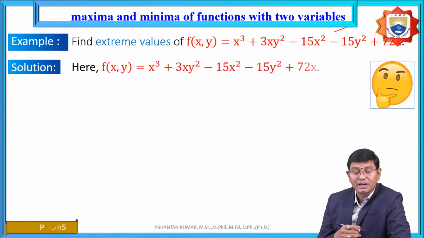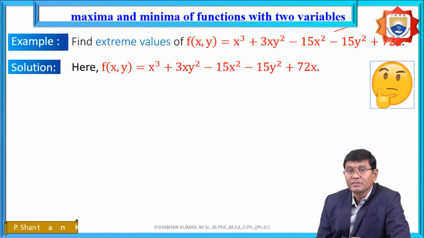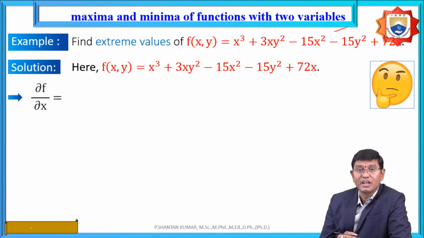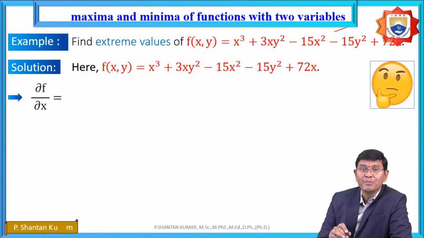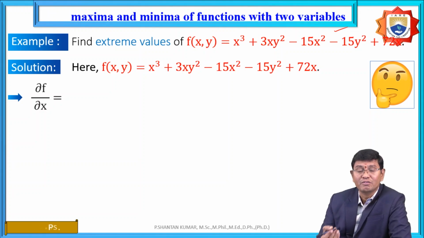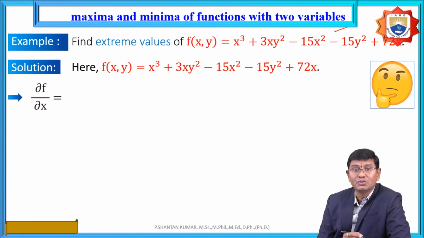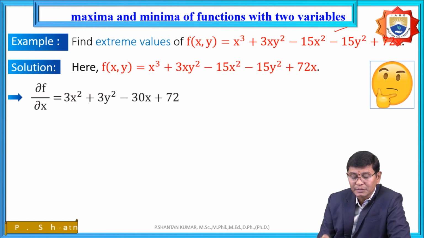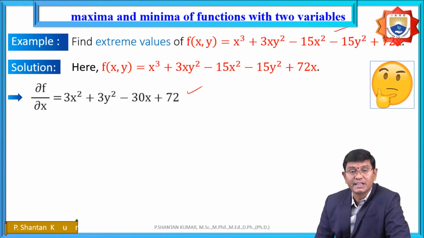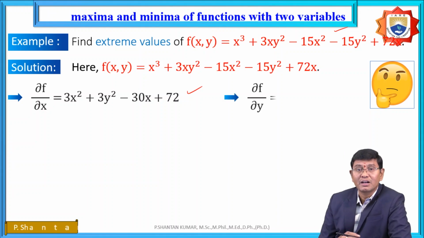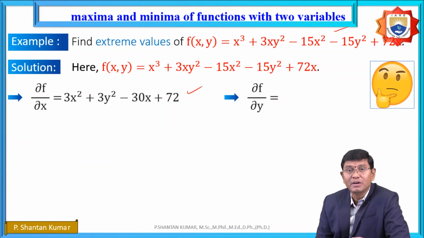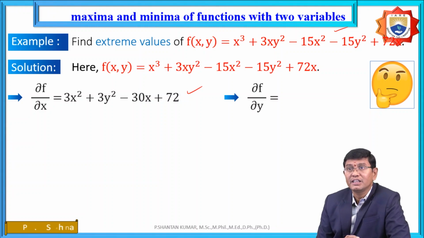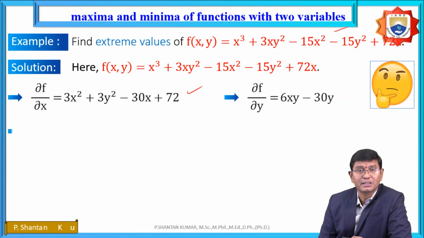Here the given function is assumed to be f of x comma y, and after that we need to find out p. In the previous sessions we discussed clearly how to find the partial derivatives of the first and second order, and based upon that, while finding dou f by dou x, the function is obtained clearly as 3x square plus 3y square minus 30x plus 72. And further we need to find dou f by dou y. The dou f by dou y is 6xy minus 30y, that is with respect to y.